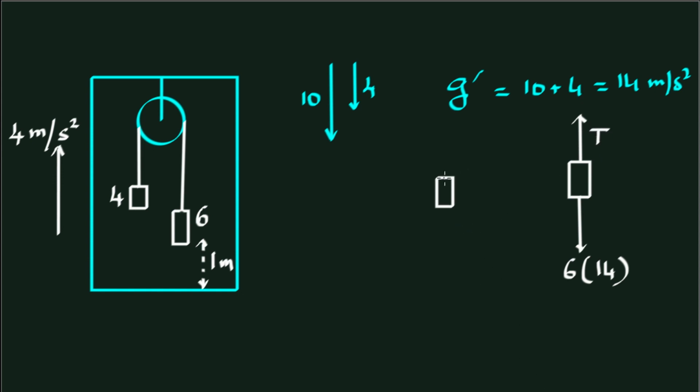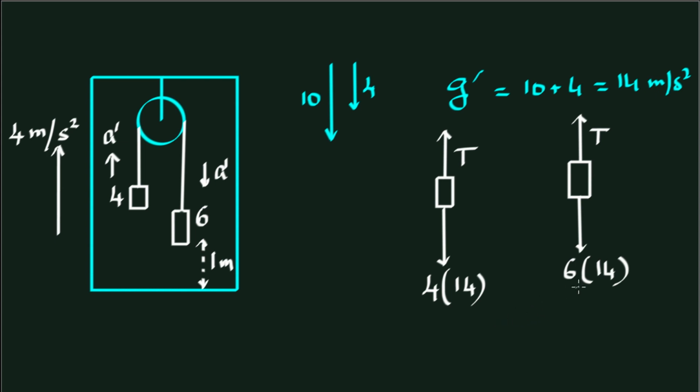Likewise, for the 4 kg block, we have tension T and its weight, which is going to be its mass multiplied by again g prime. This is tension T. Now in this elevator frame, the elevator is at rest, the pulley is at rest. We solve the problem as though it is a stationary frame now that we have changed the gravitational acceleration. So we'll assume that the 6 kg block moves down with an acceleration of a prime, and the 4 kg block moves up with an acceleration of a prime in the elevator frame.